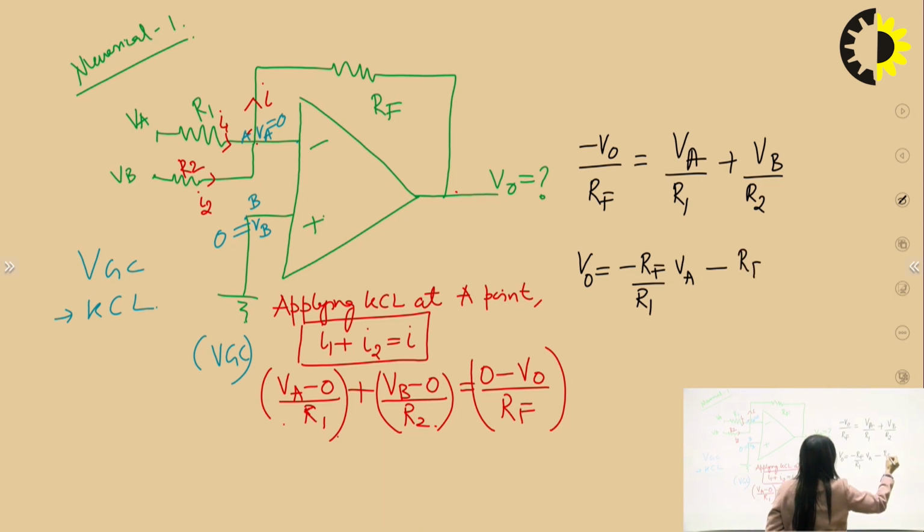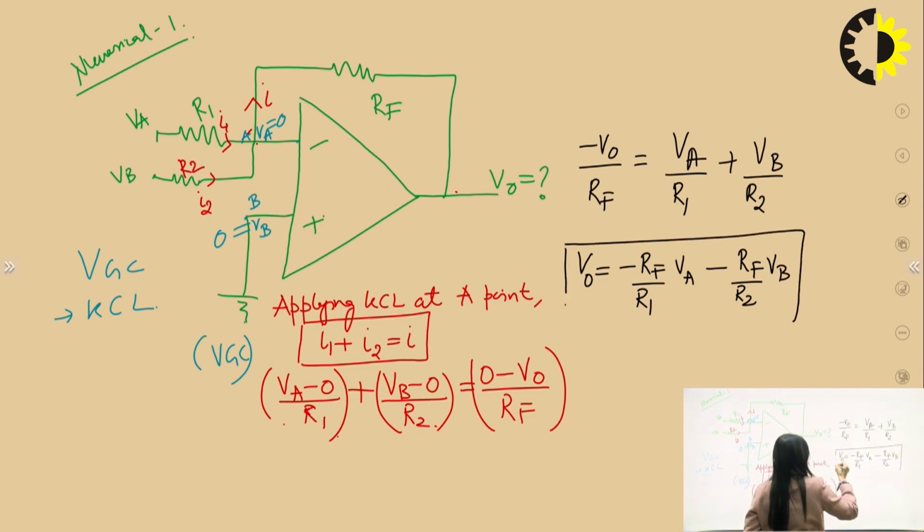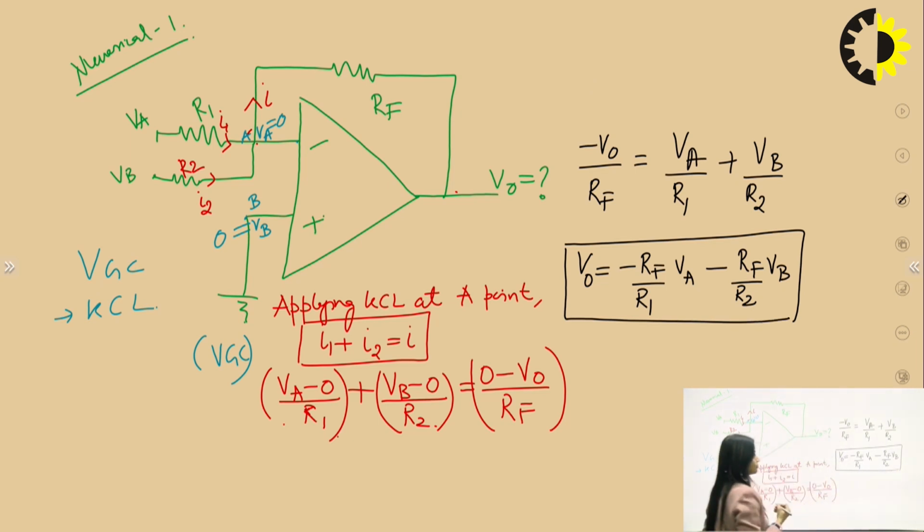RF upon R2 into VB. Okay. So this is my solution. I have calculated the output voltage very easily. So there is nothing very difficult in this, but very easily by applying only two concepts, VGC and KCL, we are able to solve the numeric, right?